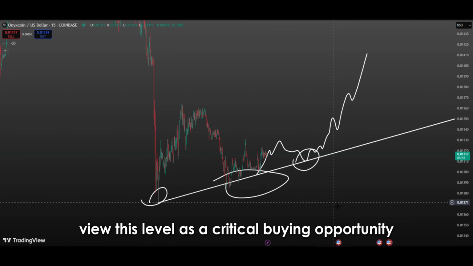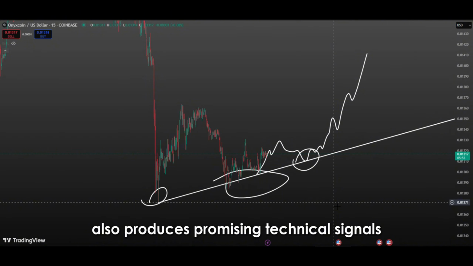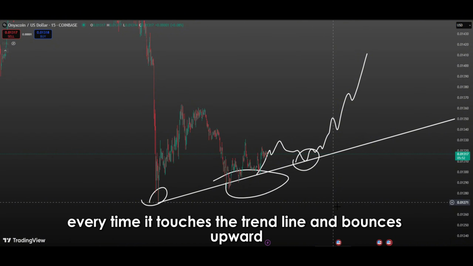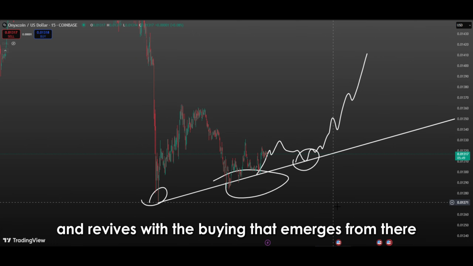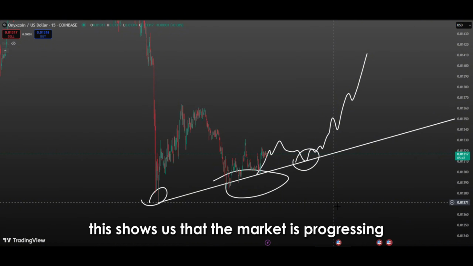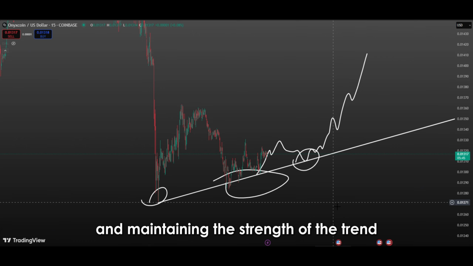buying opportunity. The price moving within this rising structure also produces promising technical signals. Every time it touches the trend line and bounces upward, it indicates that the market accepts this level as support and revives with the buying that emerges from there. This shows us that the market is progressing by lifting its low points and maintaining the strength of the trend.